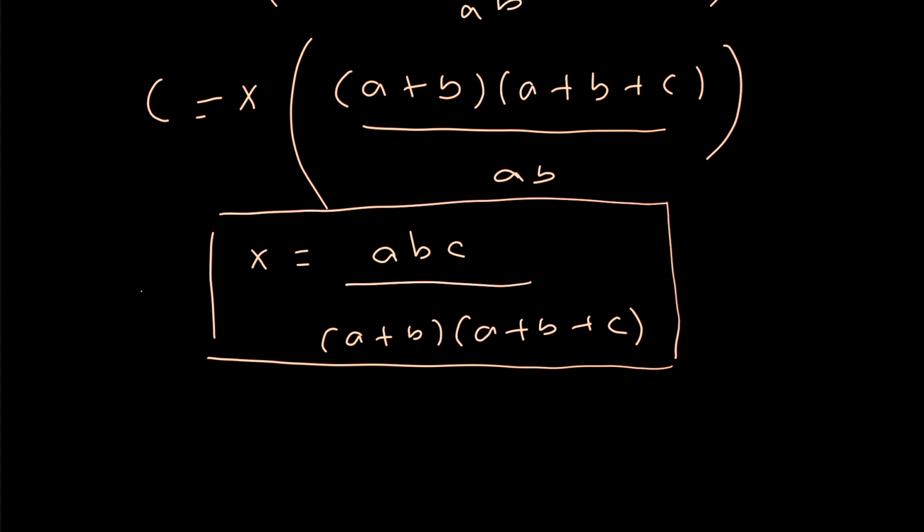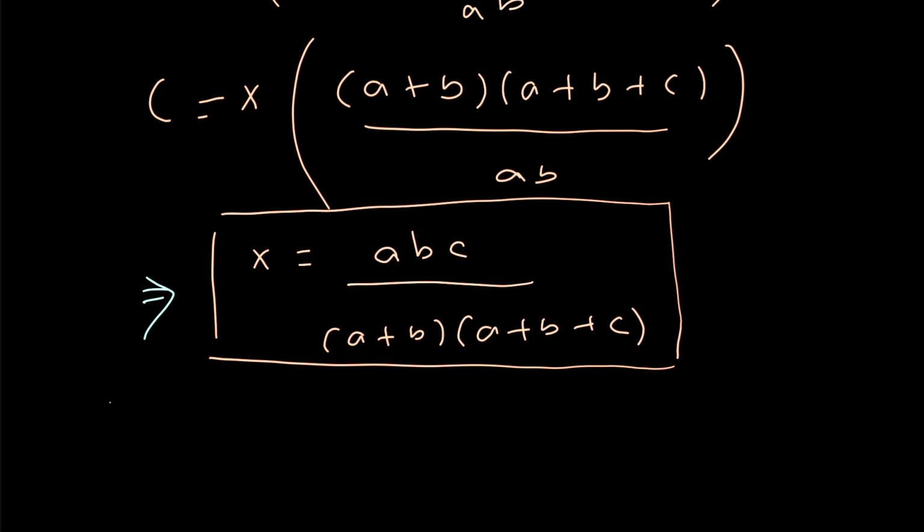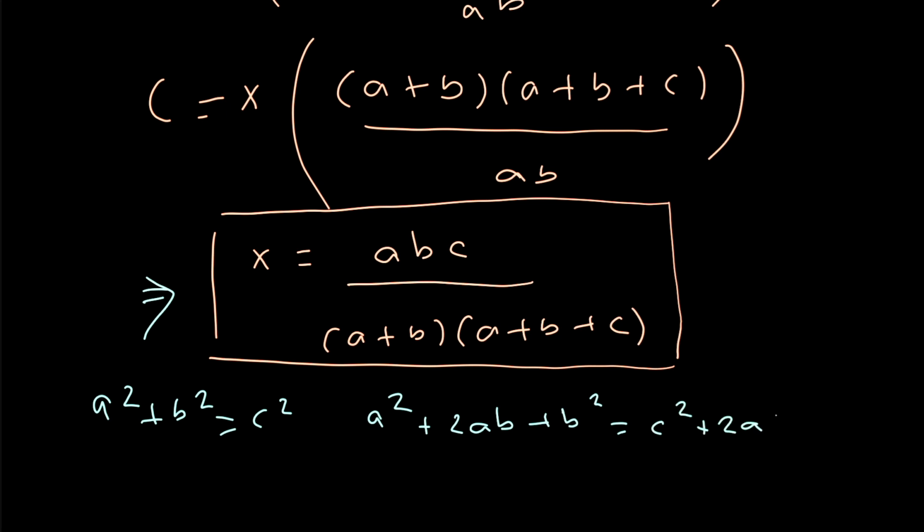Now if you want, you can even stop at this particular step, as we have got the value of x in terms of a, b, c, and this will give you the value of x. But we can even simplify this thing further. How? Remember that a square plus b square was equal to c square. I can add 2ab on both of the sides, so we will get a square plus 2ab plus b square equals c square plus 2ab.